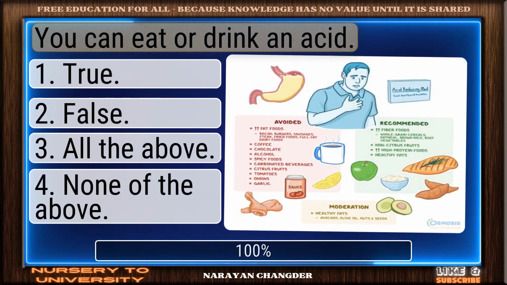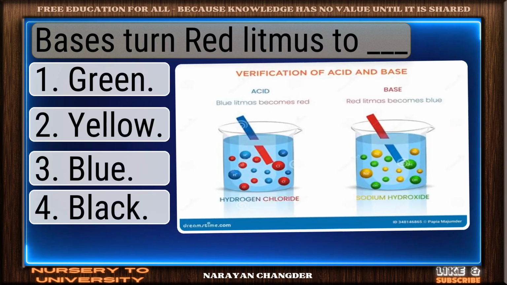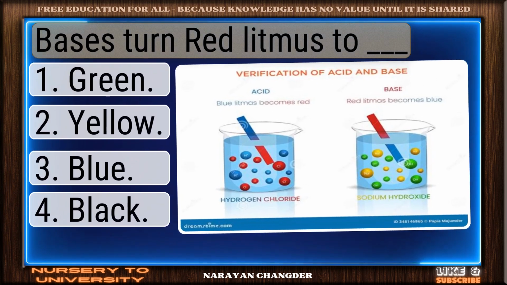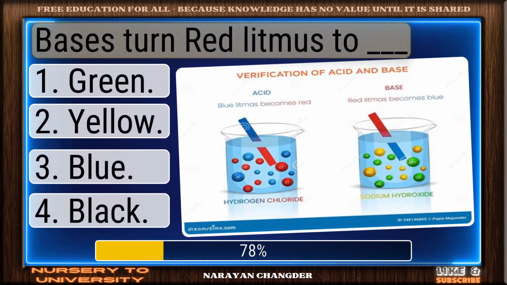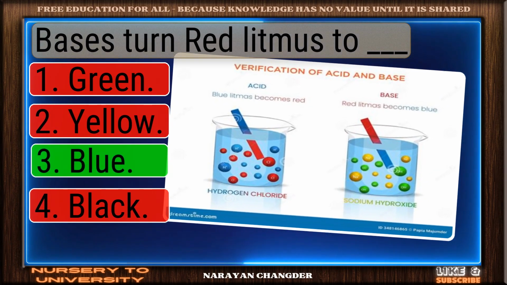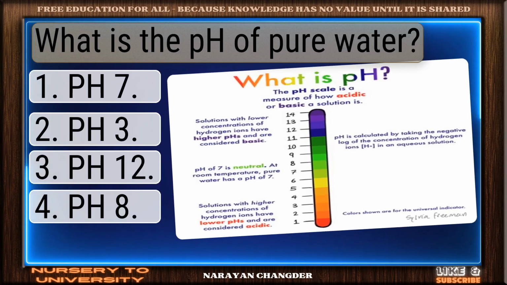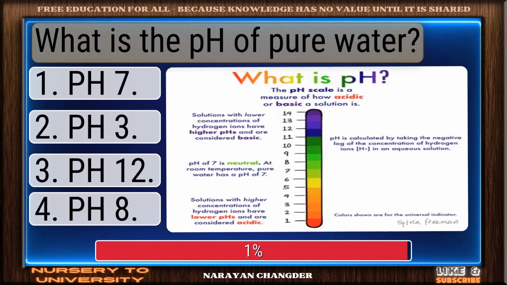Strong choice. True is the right answer. Question number 165. Bases turn red litmus to dash. Good job. Your answer, blue, works well here. Question number 166. What is the pH of pure water?